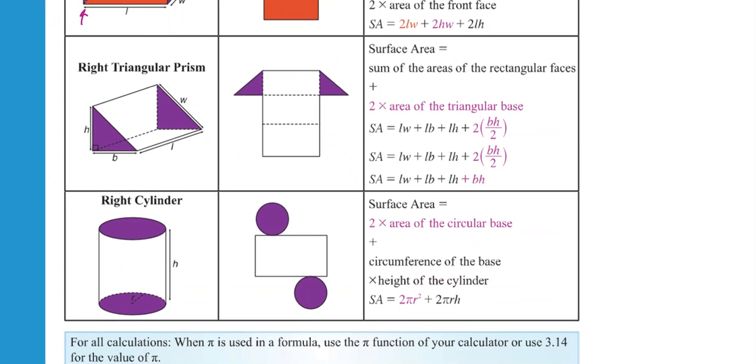All right, same thing with a right triangular prism. We're really just finding the area of 2 triangles and then all these other rectangles. We'll do some examples as we get going here.